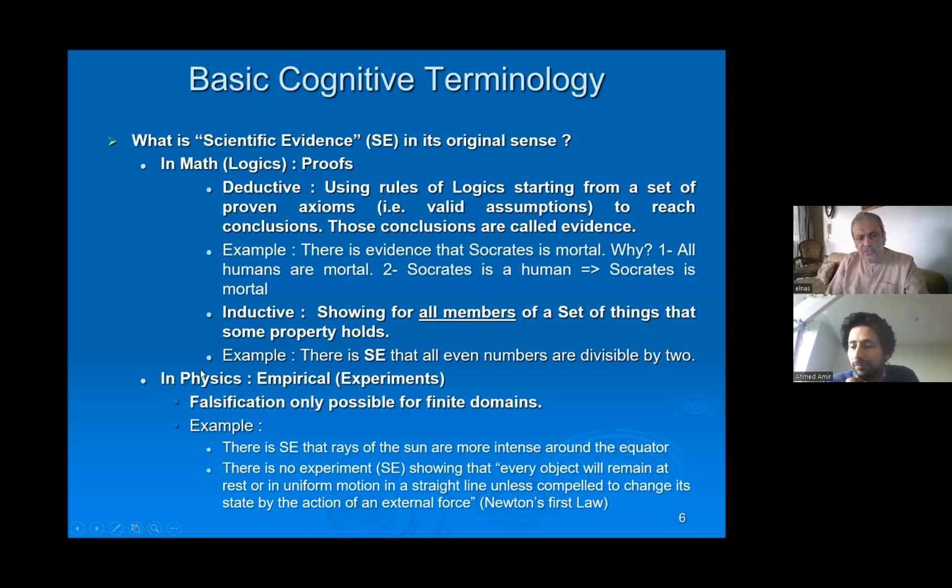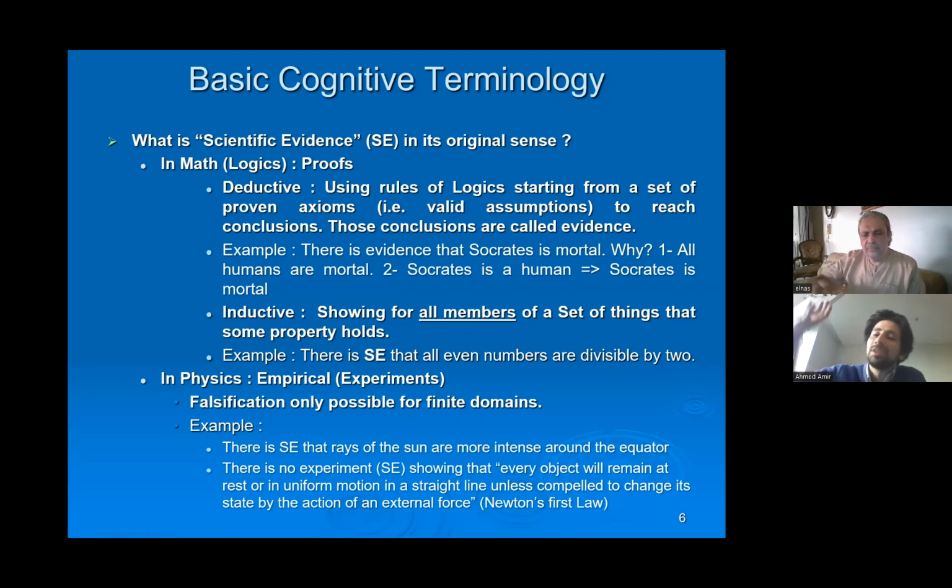inductive. In physics, I have empirical data, and I am doing experiments all my life. So falsification is therefore only possible for finite domains. I cannot falsify. When I say falsification, I cannot go and do all possible experiments.